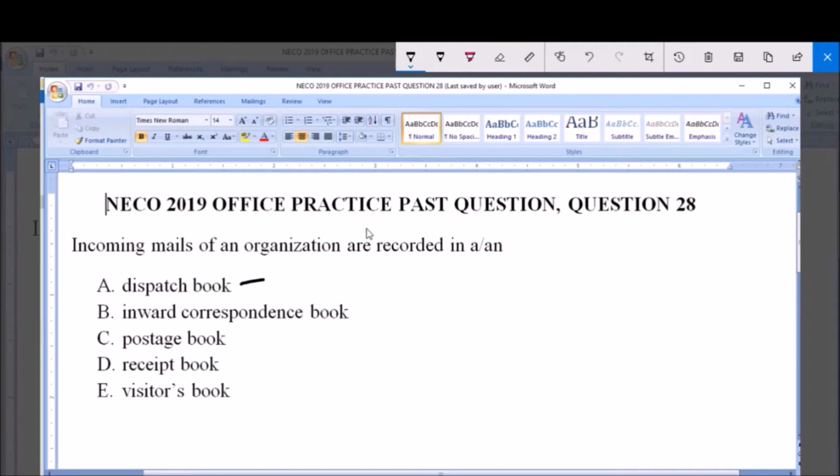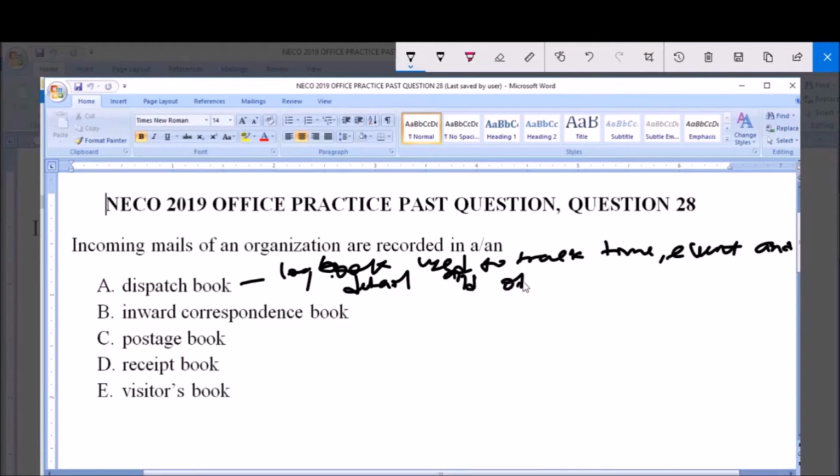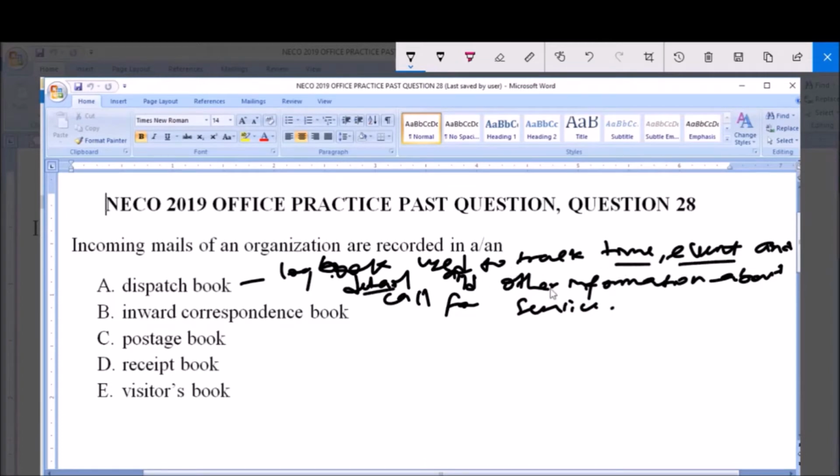Now, let's check out the uses of these books so we can fully ascertain the answer to this question. A here says dispatch book. Dispatch book is a logbook used to track time, events, details, and other information about calls for service.